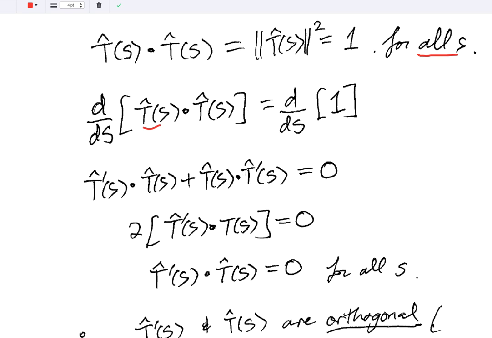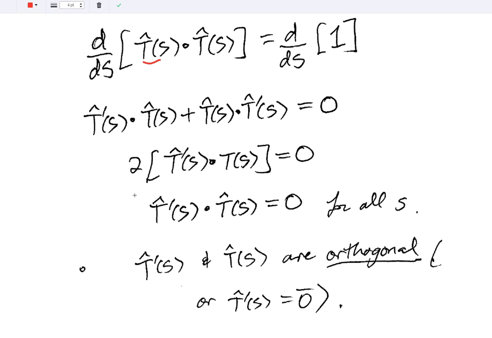Now, unlike the cross product, the dot product is in fact commutative, so we can change the order of the product here. And we see we've actually got two of these, t prime dotted with t. So two of those is going to be equal to 0 for all s. That means, dividing both sides by 2, t prime dotted with t is always 0. That may mean for all s.